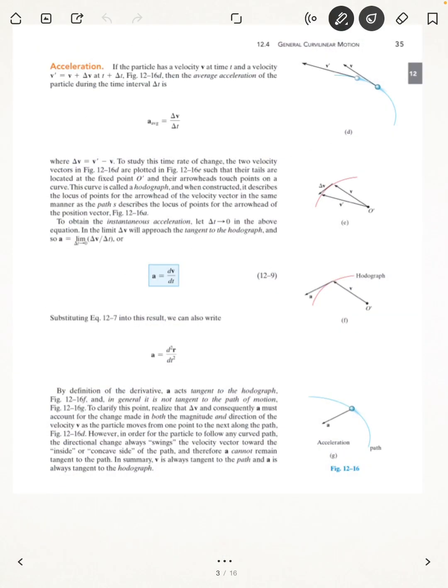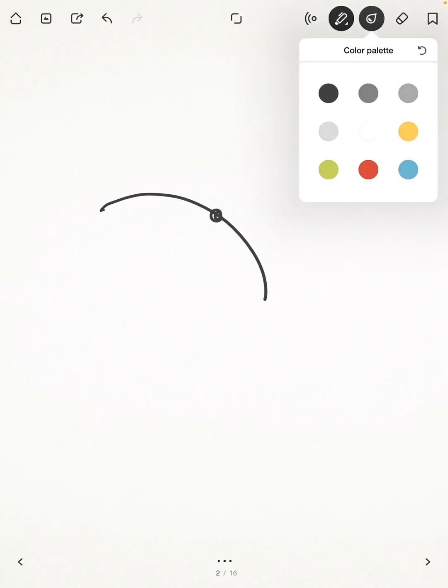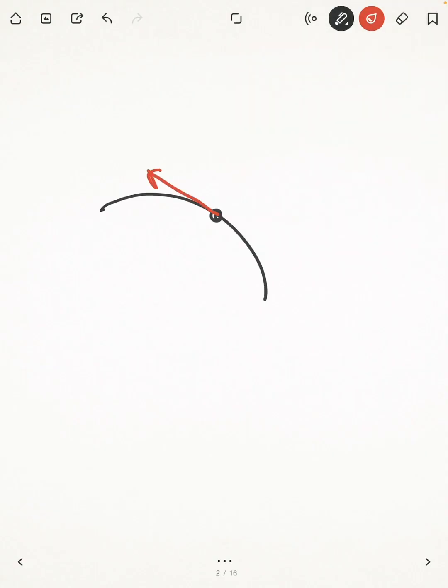Now let's move forward to our next topic, which is basically the acceleration. One more thing I forgot to tell is the direction of the velocity. If you draw a curve and the position vector is like this, you have to know that the direction of the velocity is always tangent to this curve. If the particle is here, it should be tangent to the curve. That's the direction of the velocity, always tangent to the arc length, that means the curve.